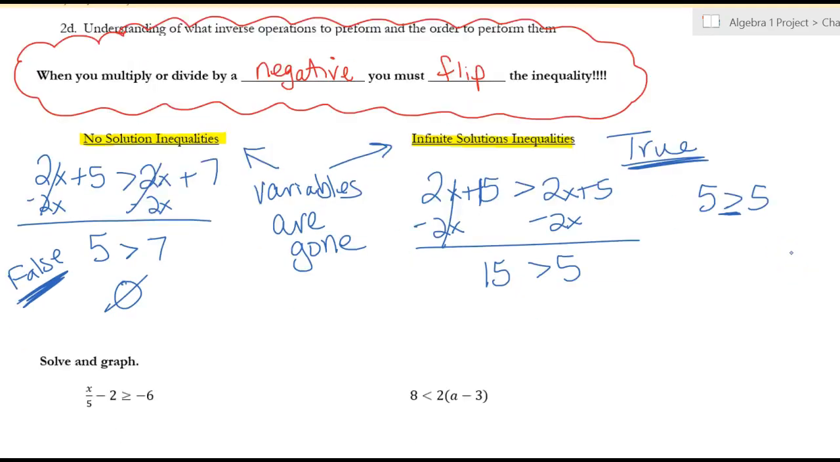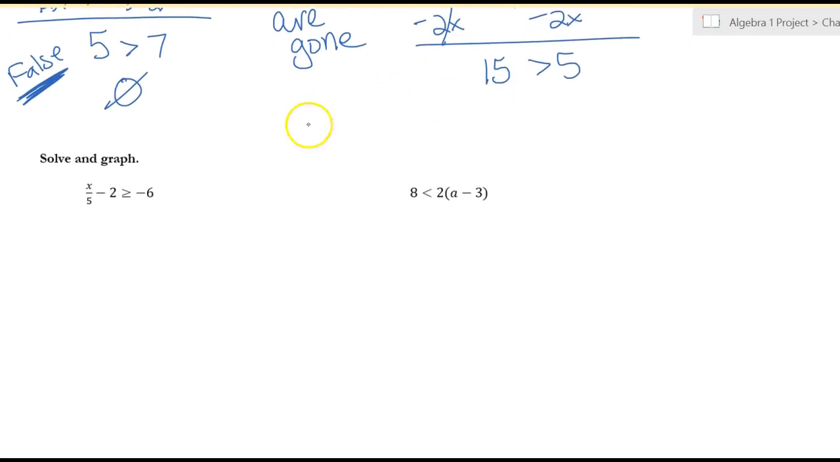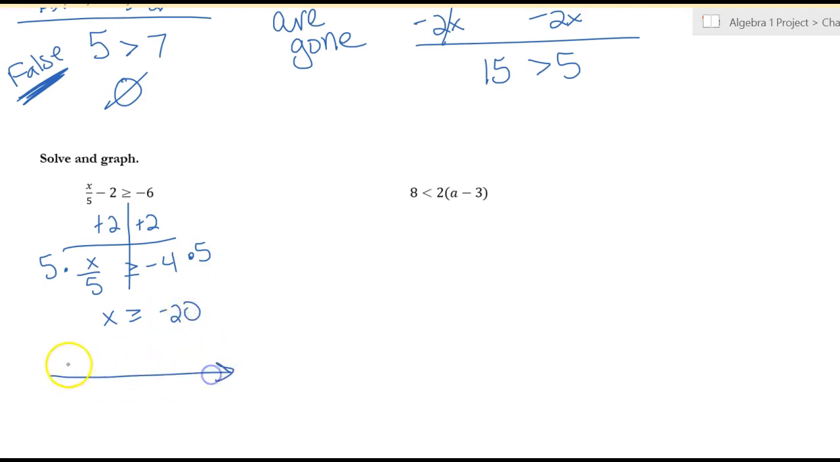Okay, so let's try and do a couple problems. So remember, we kind of draw our line down and we get rid of what's not touching the x. So I'm first going to get rid of the minus 2 by adding 2. And I get x divided by 5 is greater than or equal to negative 4. And now to get rid of a divide by 5, you multiply by 5. And remember, I'm multiplying, but I multiplied by a positive number. So even though my answer is negative, I don't switch it. So negative 20, it's a closed circle, and it's greater than, so it's going to go to the right.